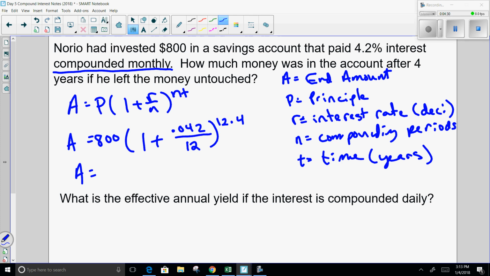So A equals $946.07. Now, how did I type that into the calculator? Don't try to type this all in at once. Do the parentheses, order of operations.